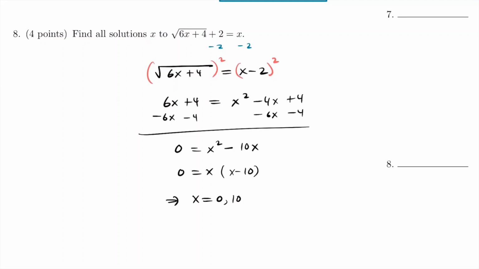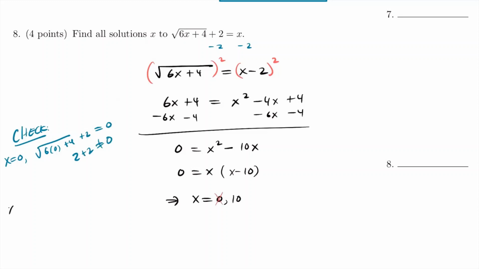So let's go ahead and do the check on the side. Since it's a radical equation, you have to check. Plug in 0. So you'll have the square root of 6 times 0 plus 4, plus 2. Is that equal to 0? So 6 times 0, that's 0. Plus 4, that's going to be 4. Square root of 4 is 2. So you have 2 plus 2. That's not equal to 0, which means this doesn't check.